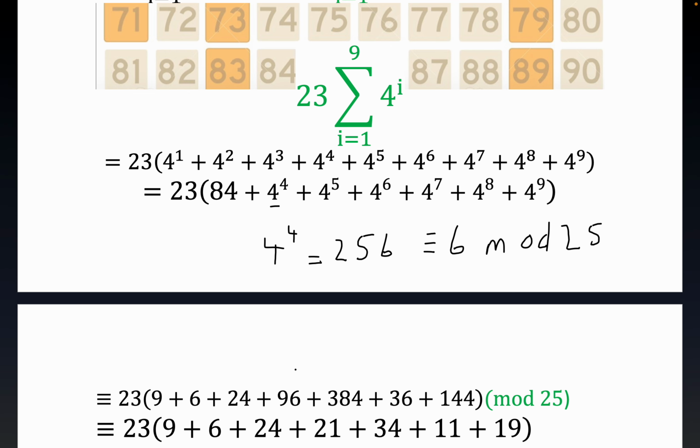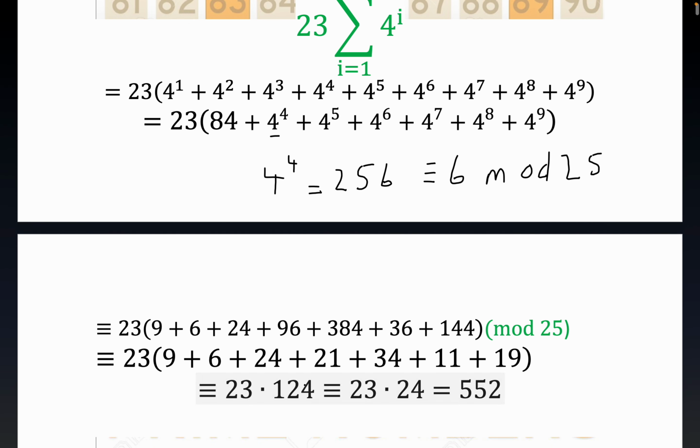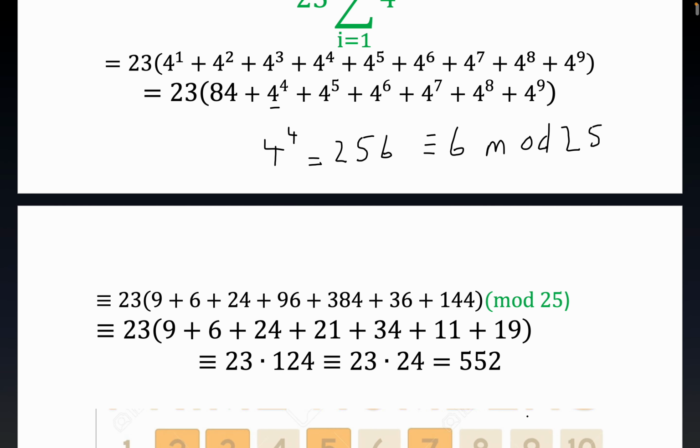And the rest of the way, it's the very same. It's a lot of work here, but you get it reduced down to manageable numbers, right? So this would be congruent to 2, folks. You can see that this is congruent to 2 mod 25.